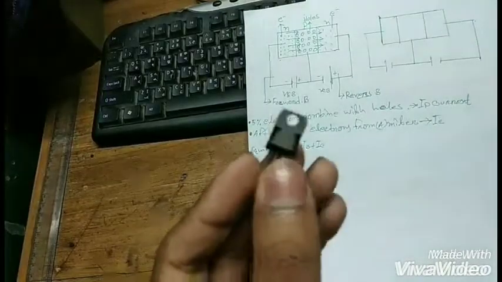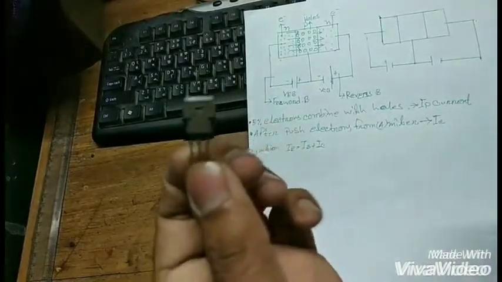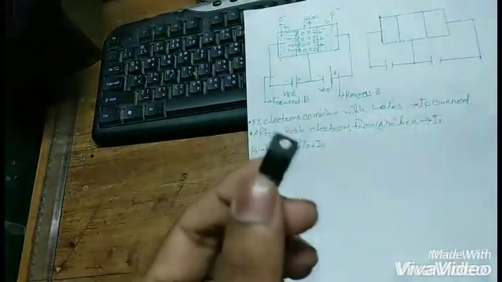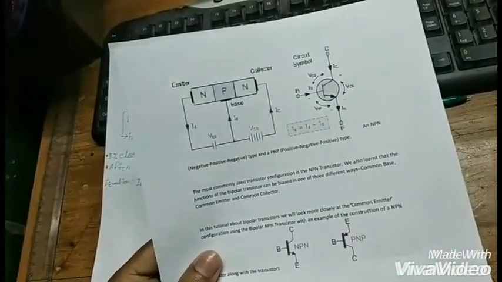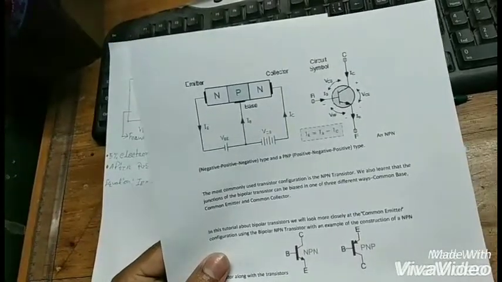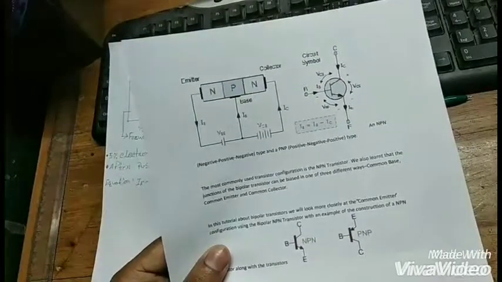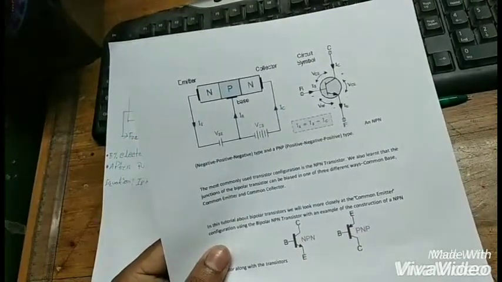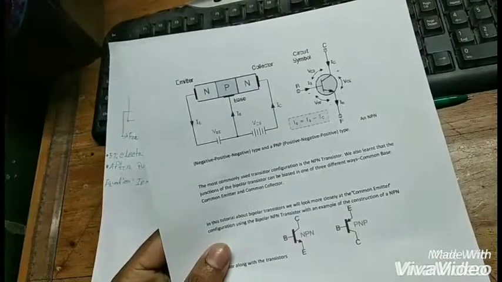Here's the PNP transistor. There are three pins. NPN means negative, positive, negative type transistor. The most commonly used transistor configuration is the NPN transistor.